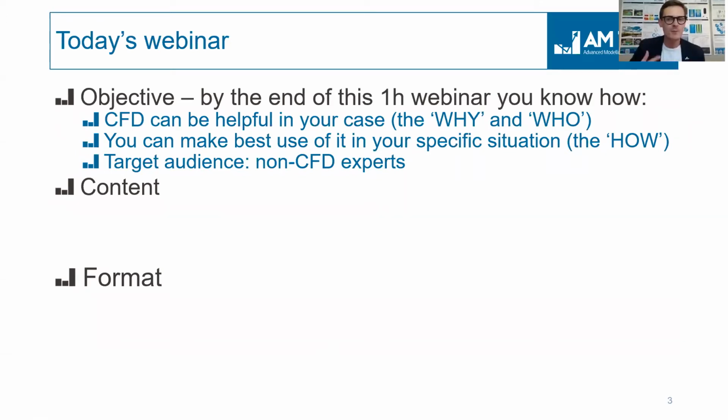Who can it be used for? Why should we be using it? What can be the benefits? But also that you are able to make best use of it in your specific situation, because there are so many different application domains of CFD. And this resolution is also something we will try to provide here. So what are the different phases or the different types of projects CFD can be used in?